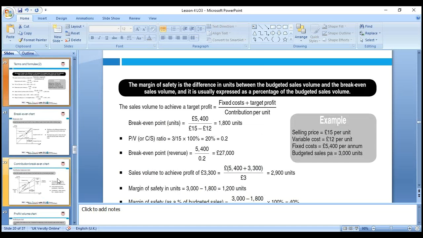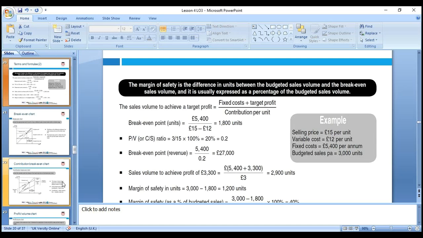So sometimes we calculate the profit: fixed cost plus target profit divided by contribution. Like in this question, fixed cost plus target profit is 5400, budgeted sales are 3000 units and there is a variable cost. So the difference between them is our break even, which is 1800 units in this case, and we can calculate the contribution per unit.